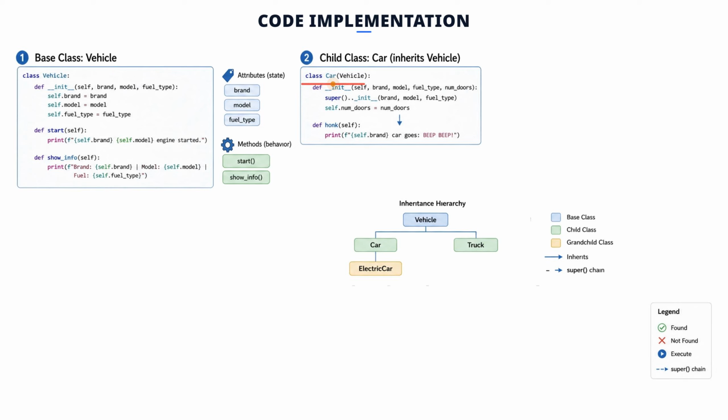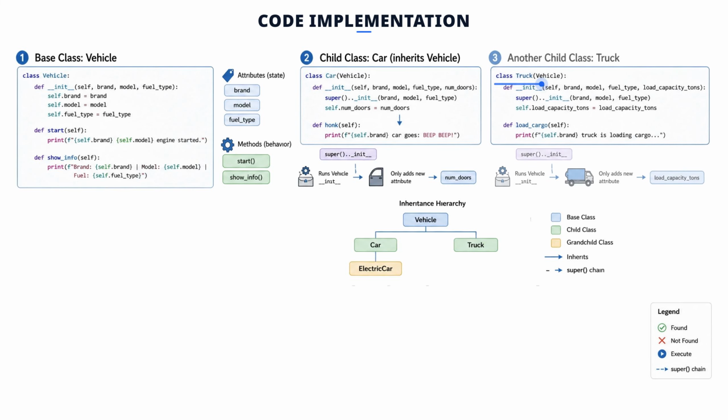But look closely at its setup. This line with super dot init in it is absolute magic. It tells Python to go up and run the parent vehicle setup code first. Because of this, the car class doesn't need to rewrite the basic assignment code for the brand, model, or fuel type. It only has to worry about its new specific attribute, which in this case is the number of doors. We can use that exact same logic to create a truck class over here, adding things like load capacity.